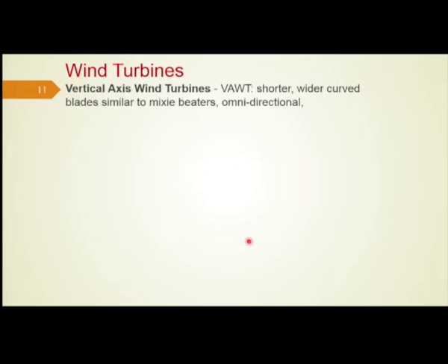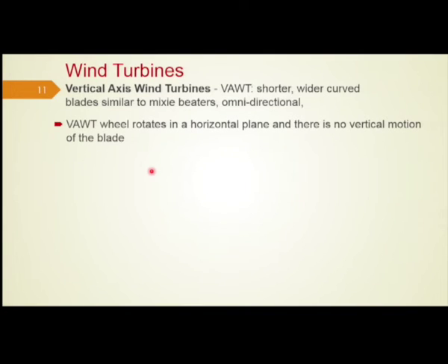In case of horizontal axis wind turbines, the blades are positioned according to the wind direction. In case of vertical axis wind turbines, it is not necessary, it is omnidirectional. In whatever direction we install the turbine, it will convert the wind energy into electrical energy. Here the VAWT wheel rotates in the horizontal plane and there is no vertical motion of the blade. The blades are moving in the horizontal direction.